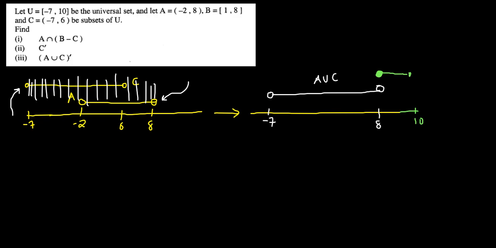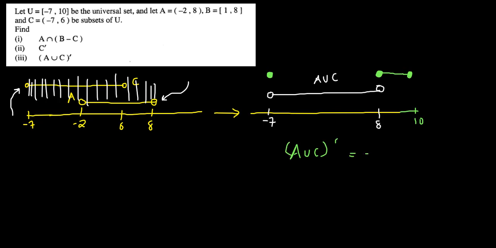And then on this side, since -7 is not part of the set A union C, it means that it's going to be outside A union C. But I'm not going to be going in this direction. Why? Because the universal set is ending at -7 itself. So I'll just put a dot at -7. Therefore, A union C complement is -7.